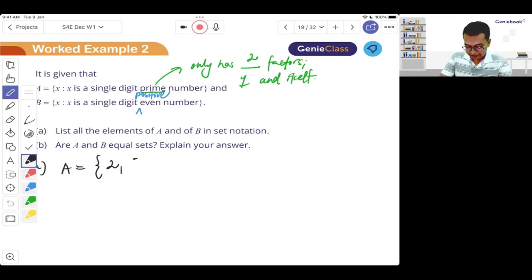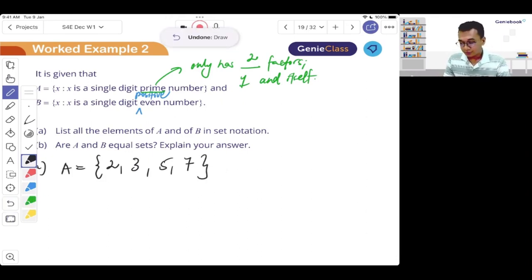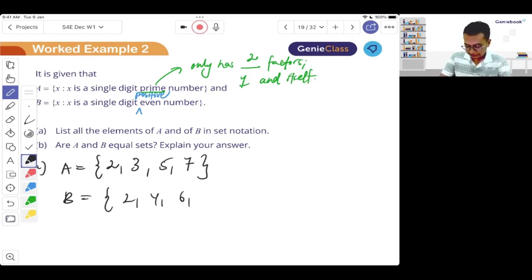After that, we want to write down the subsequent prime numbers. We've got 3, 5, 7, and that's it, because I only want single digit. The next one after that would be 11, but 11 is double digits, so we stop there. And then for B, single digit positive even numbers, we did this earlier: 2, 4, 6, and 8.